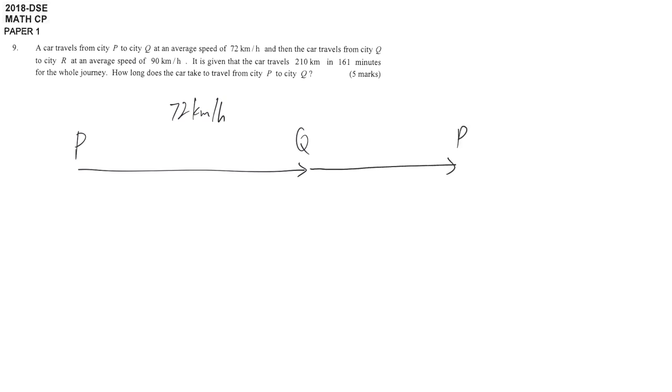So we have another part. And this time, this section, the average speed is 90 km per hour. And then after that, at the same time, they tell us the distance. They don't tell us the distance of each section, but they tell us the total. The total distance is 220 km.